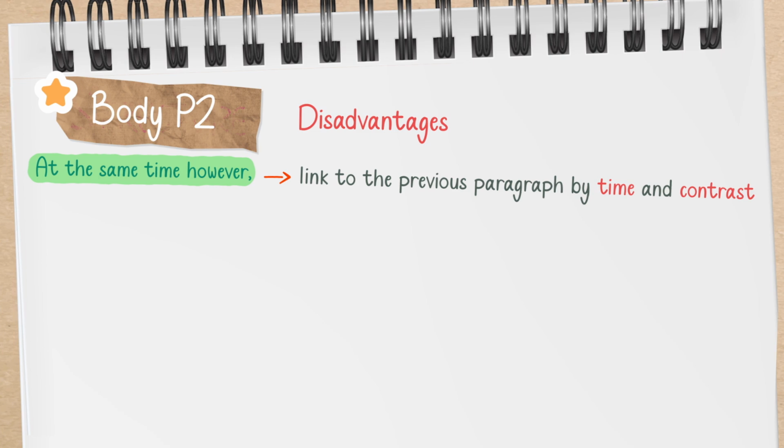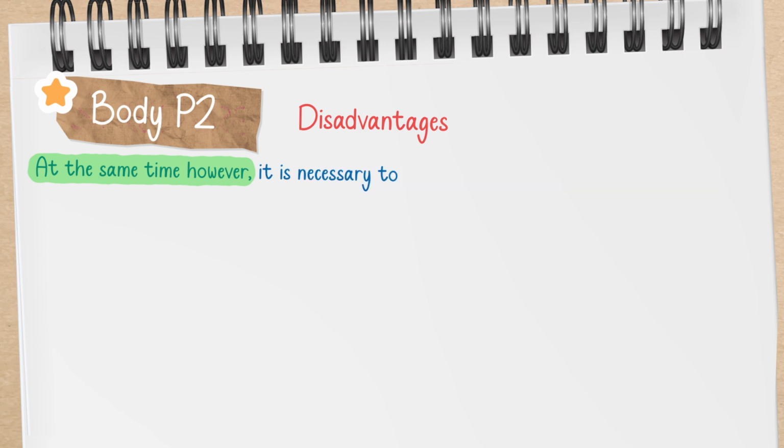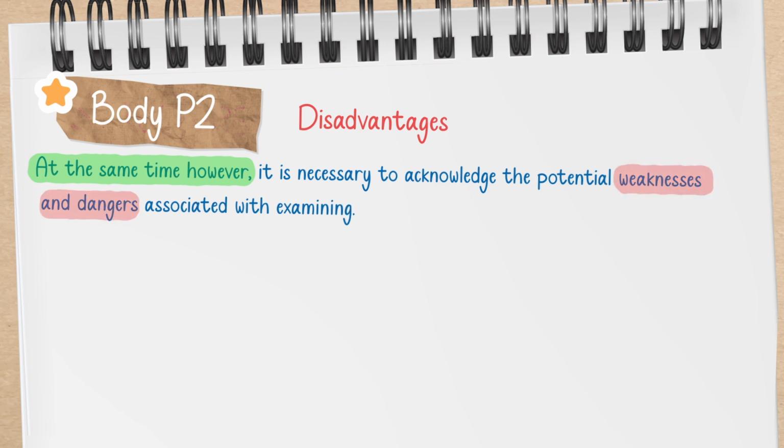At the same time, however, it is necessary to acknowledge the potential weaknesses and dangers associated with examining. Weakness and danger. It means disadvantage. So here, instead of disadvantages, I've used these words, weaknesses and dangers. Now, our next sentence will be the first disadvantage. Firstly, comma, tests can be excessively stressful for candidates. So this is my first point, my first disadvantage.